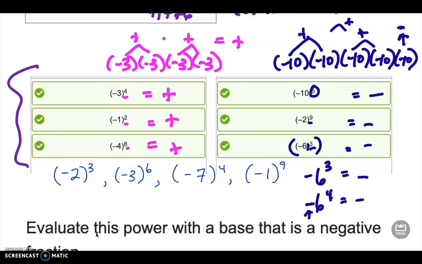So let's look at these. We can just very quickly look at this and say, well, a negative inside the parentheses to an odd power, negative. A negative inside the parentheses to an even power, positive. Negative inside the parentheses to an even power, positive. Negative inside the parentheses to an odd power, negative.